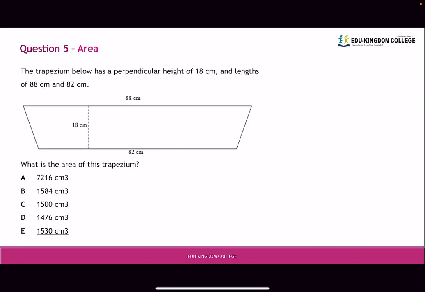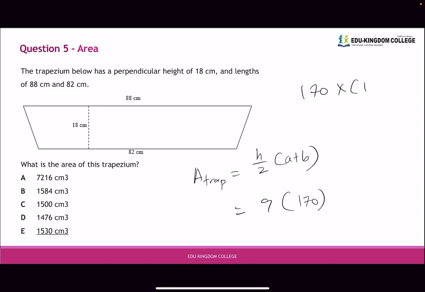Now the trapezium below, so the area of a trapezium equals height over 2 times a plus b. So what's a plus b? A plus b is 88 plus 82, which is just 170. Height is 18 over 2, so times 9. So let's try splitting it up again. So 170 times 10 minus 1. So that's just 1,700 minus 170, which is 1,530 centimeters cubed, which is in part E.